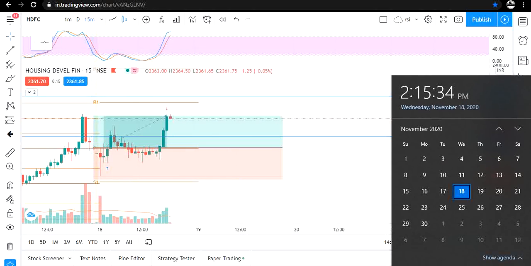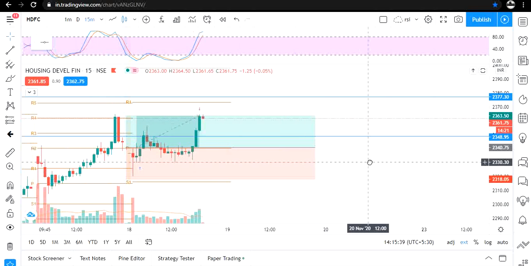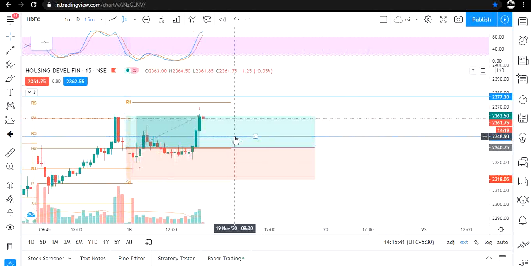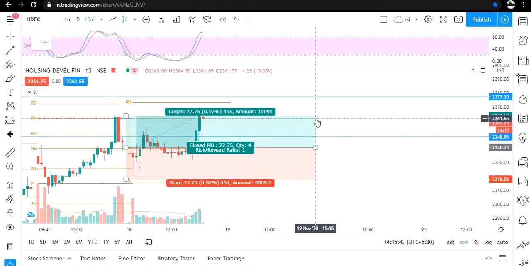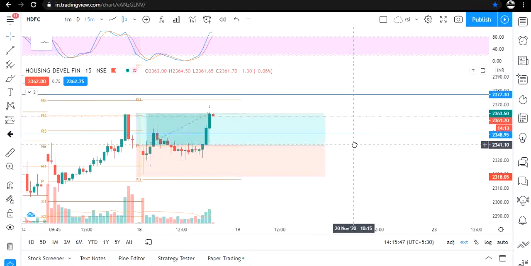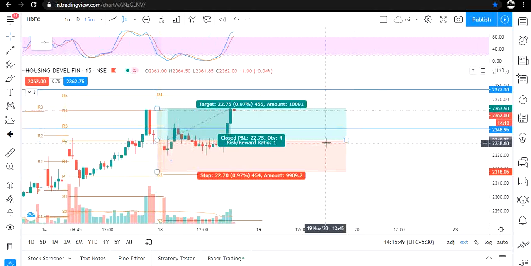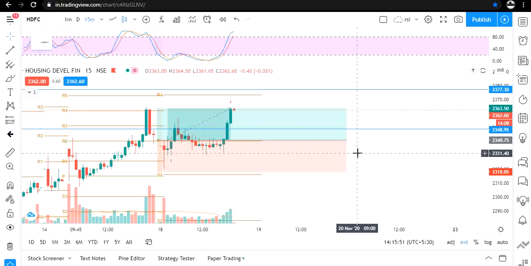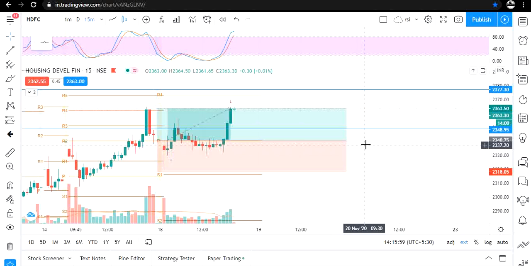So traders, it's now 2:15 PM and our target has been hit. You can see here our target has been triggered, and that's why there is no position showing in the chart. Okay traders, so this was a simple trade. I have already told you the logic of taking this trade today. So let us calculate our today's profit.